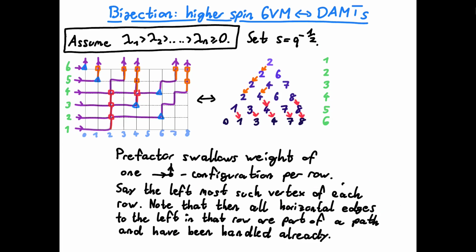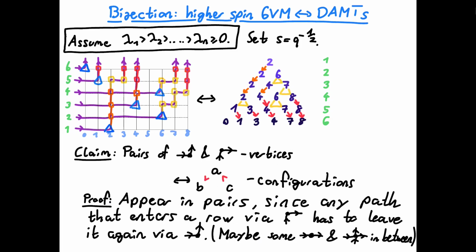And now there's this prefactor coming in, and this prefactor in fact swallows the weight of one particular configuration in each row. Don't worry too much about the details, but we can choose it so that it swallows the leftmost right angle configuration. And then the only entries that are left are those guys in yellow. And in fact, these are always pairs of one right angle leaving and one right angle entering. And the claim now is that these correspond to the free configurations in the arrow monotone triangle. And they have to appear in pairs.